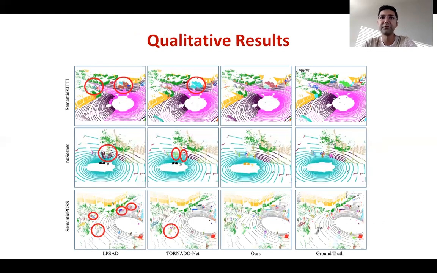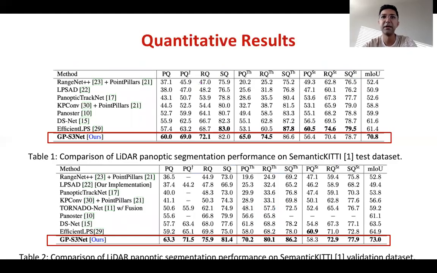Here is a comparison of different models with GP-S3Net on 3 different datasets: SemanticKITTI, nuScenes, and SemanticPOSS. Red circles demonstrate that the proposed method outperforms recent state-of-the-art methods. The numerical comparison of top existing techniques on SemanticKITTI is shown in Tables 1 and 2 here. For each table, the best achieved accuracy is highlighted among different methods.